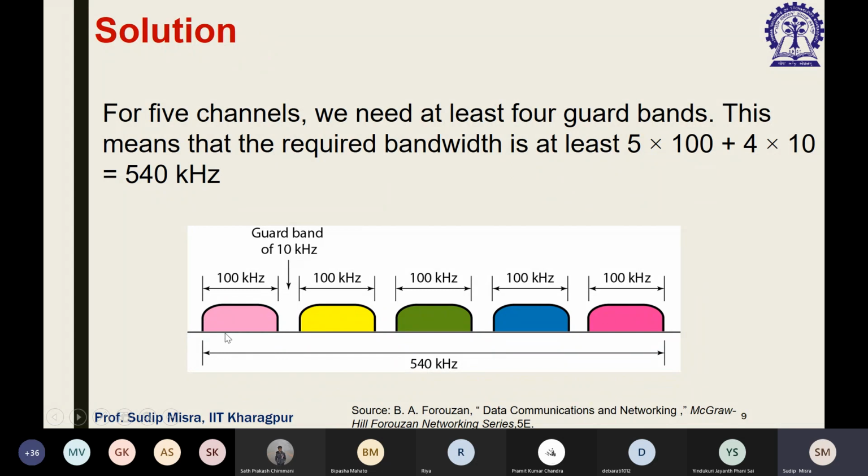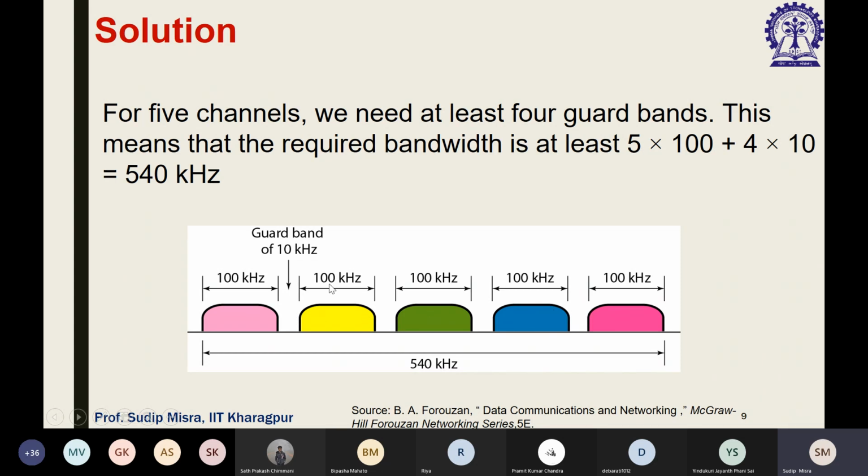So this is going to be like this. We have 5 channels, and as I said, every channel has a bandwidth of 100 kilohertz, very simple. And there is a guard band separating these channels. Every guard band is going to be of 10 kilohertz. So how many guard bands will be required? 4 guard bands. We have 5 channels, 1, 2, 3, 4, and 5. So between 5 channels, we can have 4 guard bands.